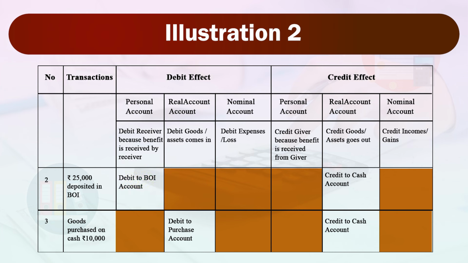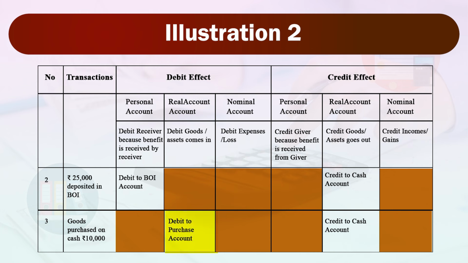And then second account is cash account. As we are depositing cash, cash goes out from the business. So, cash is part of the real account. So, we will credit the cash account. Third transaction is goods purchased on cash rupees 10,000. Here the purchase account will be debited because purchase account is treated as the real account. So, rule of real account is debit whatever comes in and credit whatever goes out.